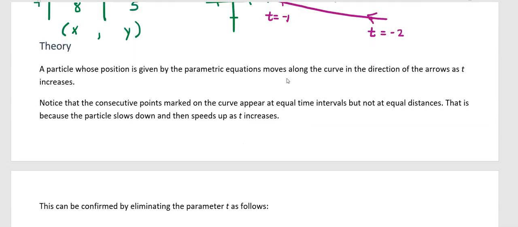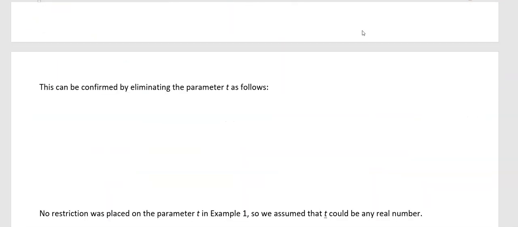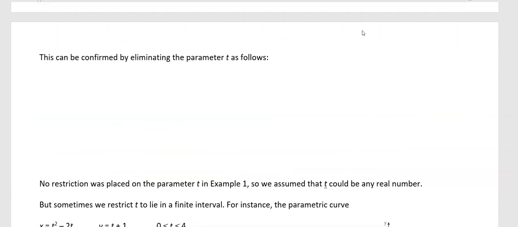Now, if we wanted to confirm that this was a parabola and put this parametric equation in terms of x and y, we can do that. So we're going to do what's called eliminating the parameter. And so basically what we're going to do is force this onto a Cartesian plane, or a Cartesian xy idea, and force it into the xy axis. So we have our original two parametric equations as x equals t squared minus 2t and y equals t plus 1.